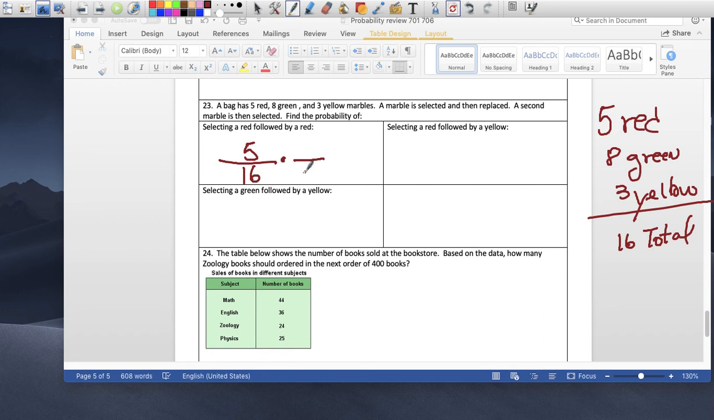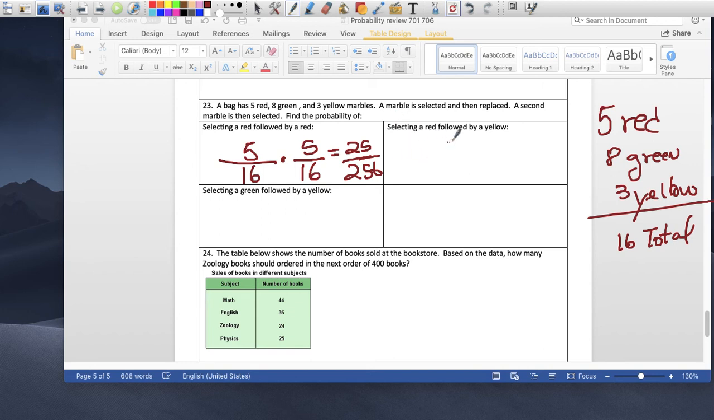Well, because it's with replacement, you still have 16 in the bag. And how many reds are still there? 5. Nothing changed. Then you just multiply, and you get 16 times 16. So you're going to get at the bottom 256, and at the top 25. So you have a 25 out of 256 chance of actually getting that accomplished.